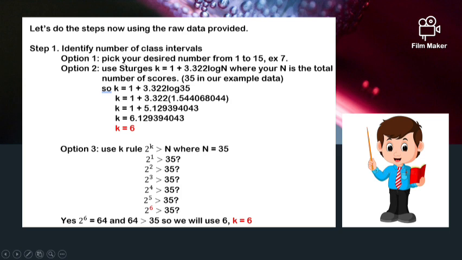In option 1 you may choose 6, 7, or 8. In option 2 it's only one number, 6. Now, what about the k rule? If you use this rule, it says that 2 raised to k is greater than n, where n is 35. Why 35? That's the total number of scores we have in the data above.